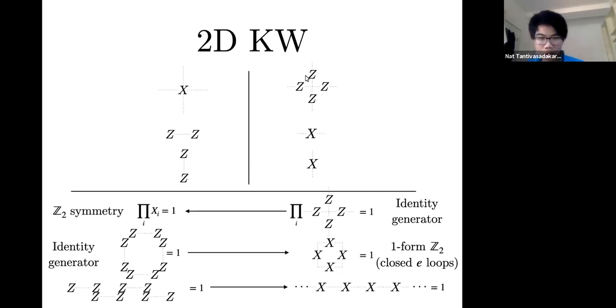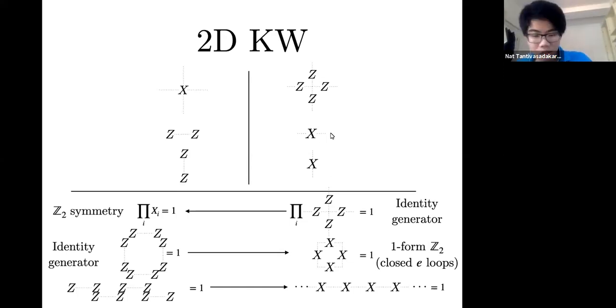So you can think of it as a topological order, because this is like the vertex term and the plaquette term of the toric code. And on the other hand, it maps the symmetry broken phase to X, which is the symmetric phase under this one-form symmetry. And in terms of gauge theory, you can also call this the deconfined phase, and this the confined phase, if you like.